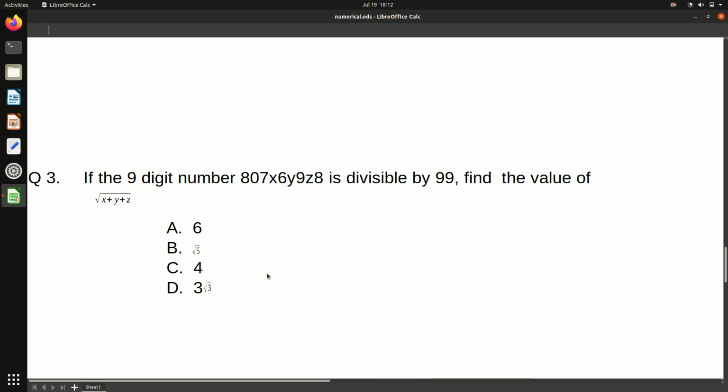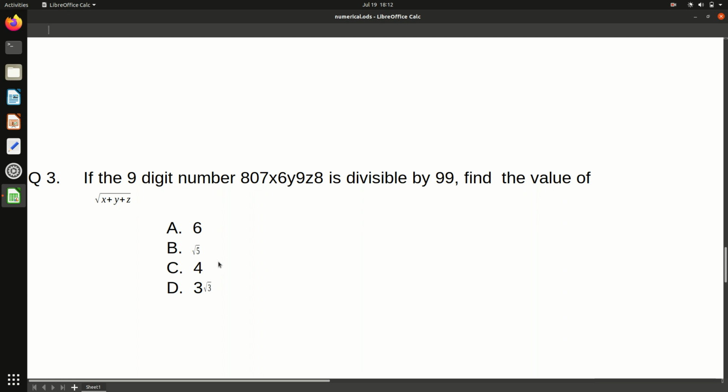Okay, so the question is: if the 9-digit number like this is divisible by 99, find the value of root x plus y plus z. So this is a 9-digit number, but we are not aware of x, y and z. So we have to find the value of under root x plus y plus z, and we have 4 options.